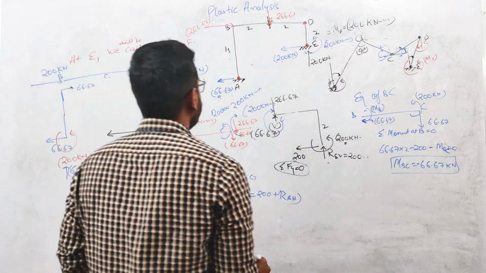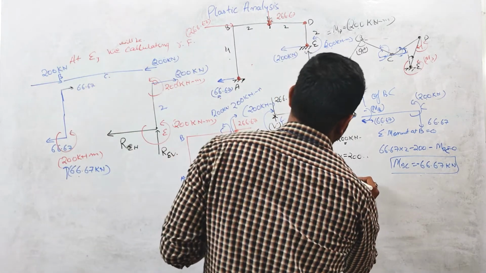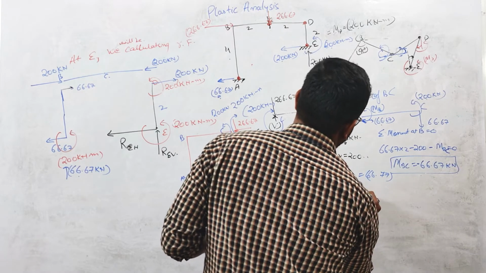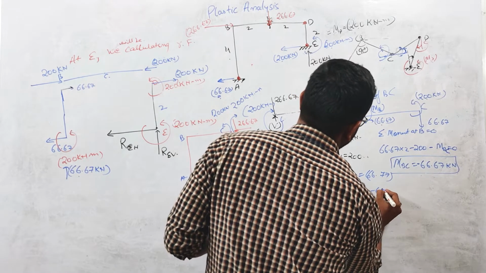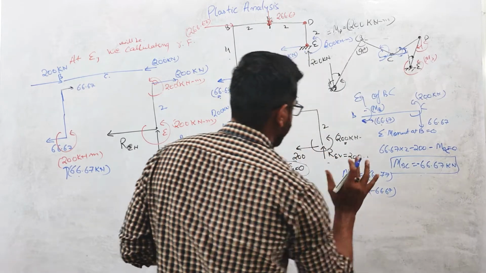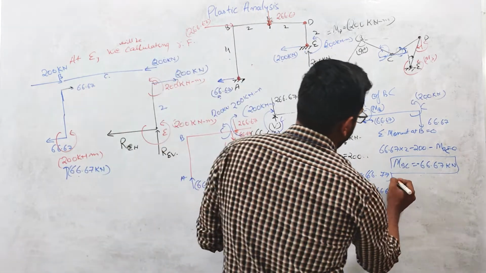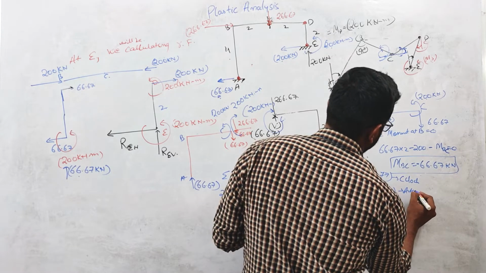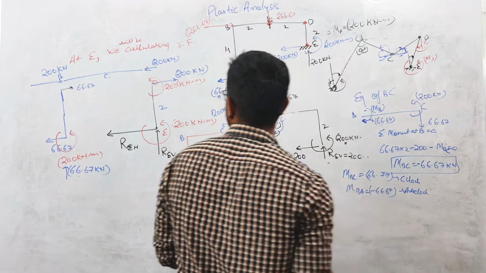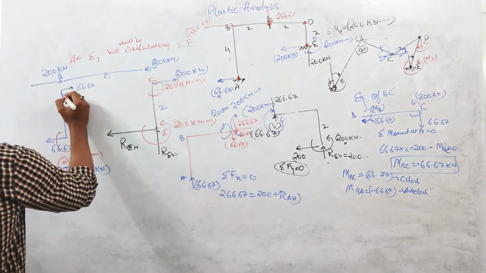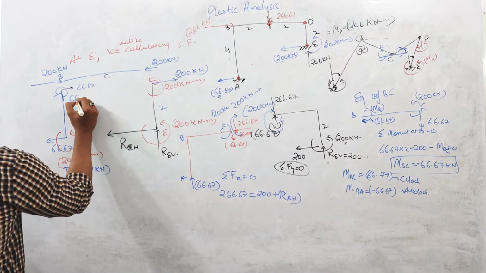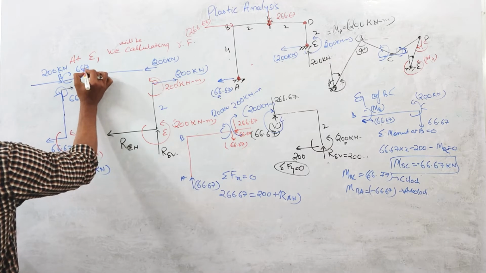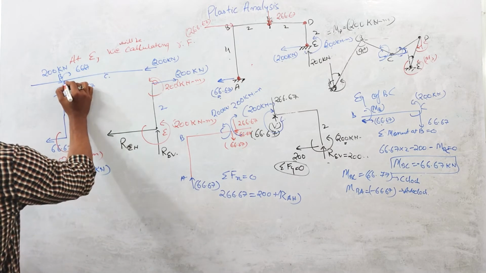MBC. So MBC value is 66.67. MBA will be minus 66.7 because of equilibrium of joint B. So if this is clockwise, this will be anti-clockwise. Okay. So moment acting at this point is 66.67 and at this point it is 66.67, right?